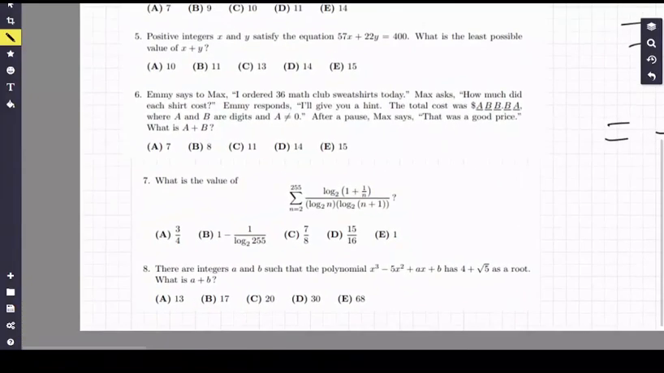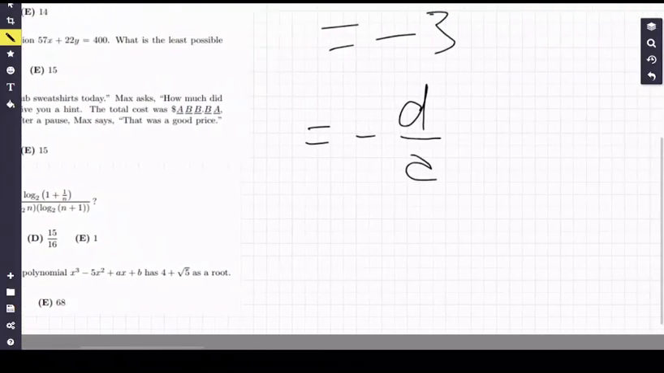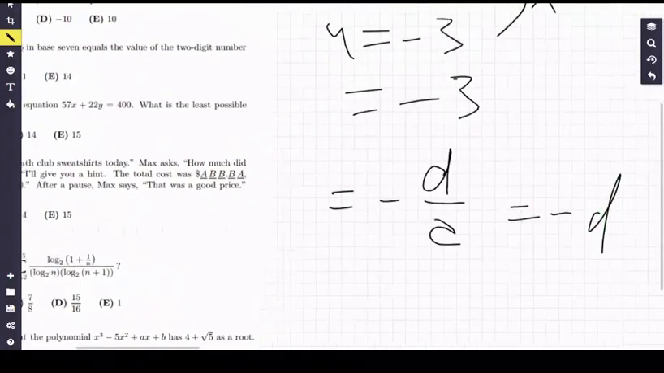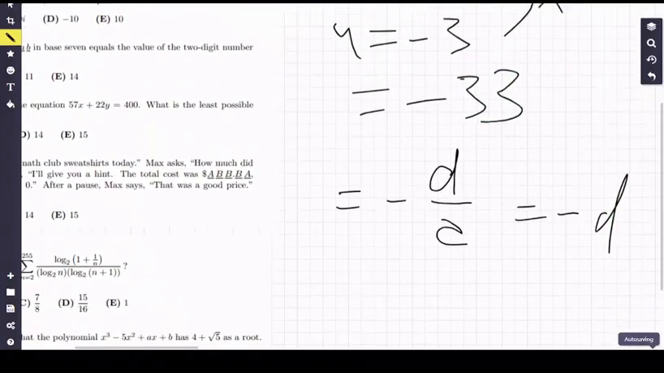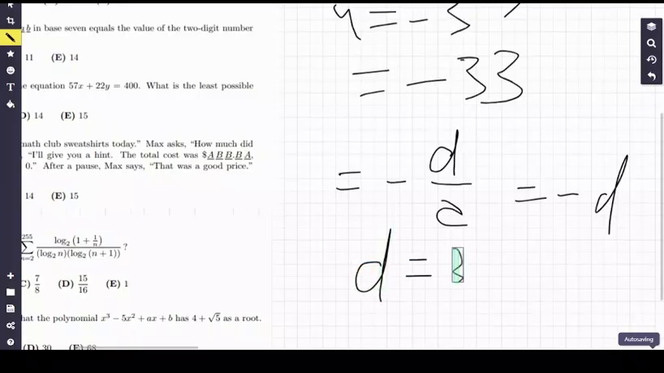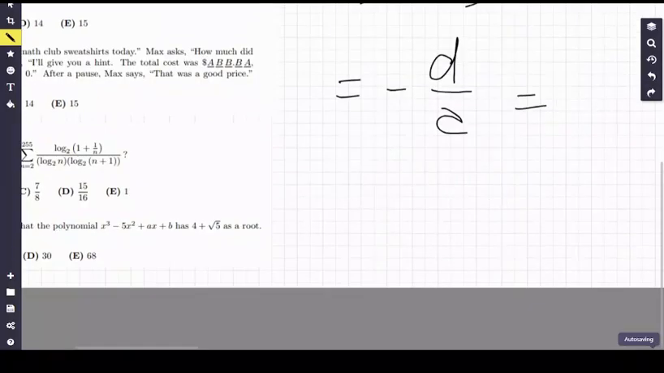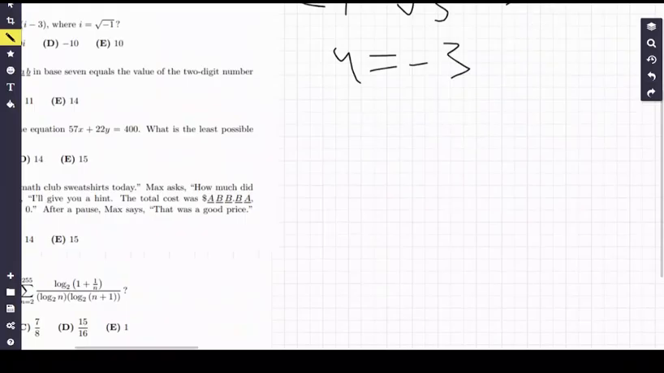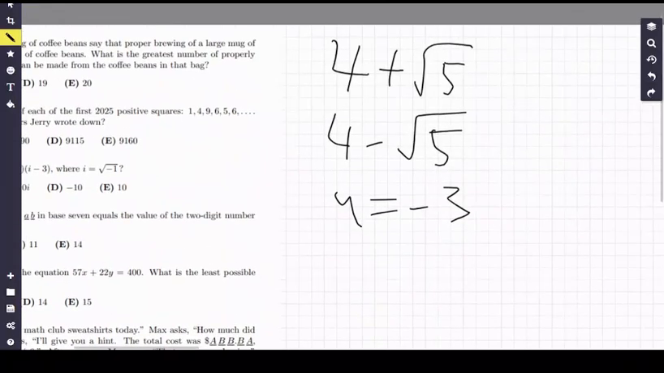So our a is still 1 here. So negative 33 is equal to negative d. So that means d equals 33. So we figured out the value for b here. Good, good. At least we figured something out. So now how do we figure out a?